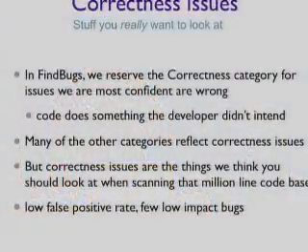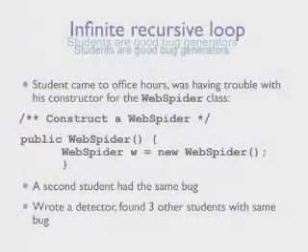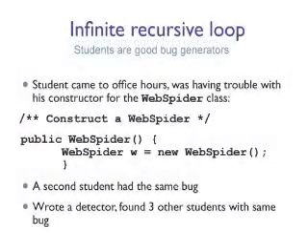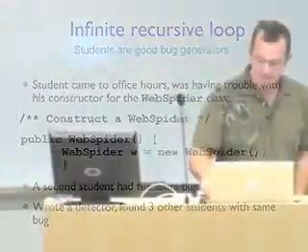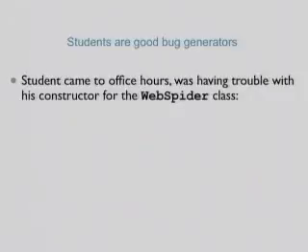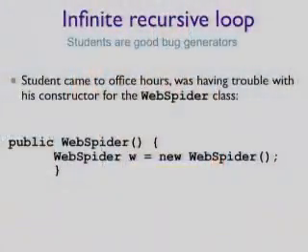Okay, so how do we go about finding bugs? Well, I'm at a university, and it turns out that students are really good bug generators. Right? So a student came to office hours, and he was having trouble with the constructor for his web spider class. So in the constructor for web spider, he said WebSpider w = new WebSpider. Well, that will create a new object of type web spider, then invoke the constructor to initialize it. So this is an infinite recursive loop. It'll just successfully create more and more objects until you run out of stack.